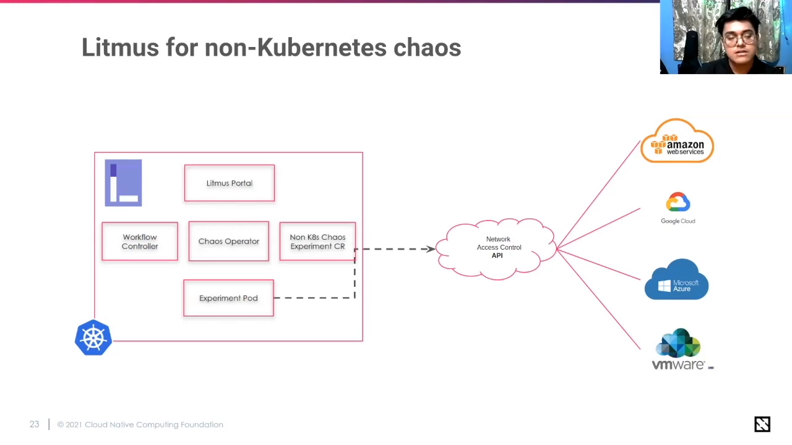So you can inject chaos into services that are running on those providers as well. But the control plane has to be installed inside of Kubernetes. It has to be in Kubernetes. So the major CRs that I want to talk about here are the Chaos operator, which is the heart of the project, the control plane, which controls everything.